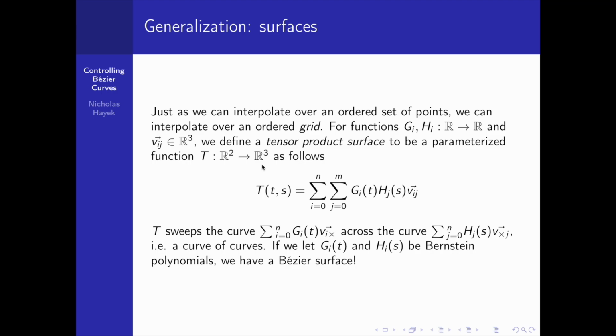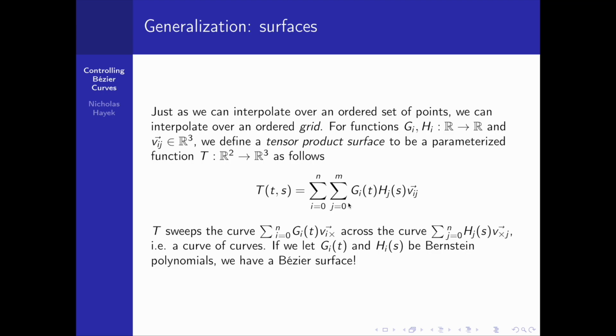And what you can think of is evaluating a Bezier curve with this inner summation and getting from that some auxiliary points and using those as control points for your outer summation. And so in a sense, you are sweeping the inner Bezier over the outer Bezier and coming up with a surface. And so this maps the unit square onto R3.